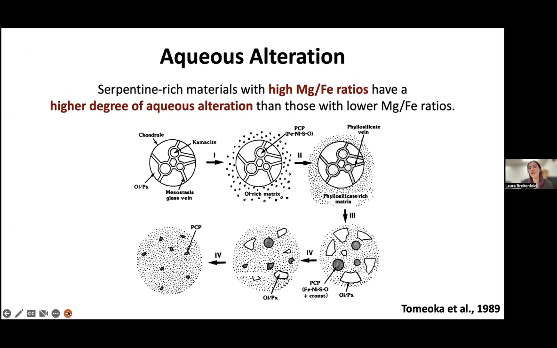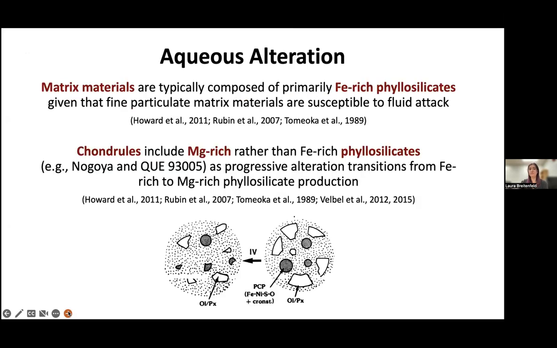So what might be going on here? I referenced earlier talking about aqueous alteration. This is a process that occurs for these materials, which is the conversion from anhydrous silicate minerals to hydrated silicate minerals. And a detail of this is that serpentine-rich materials with a higher magnesium to iron ratio have a higher degree of aqueous alteration than those with a lower magnesium to iron ratio.